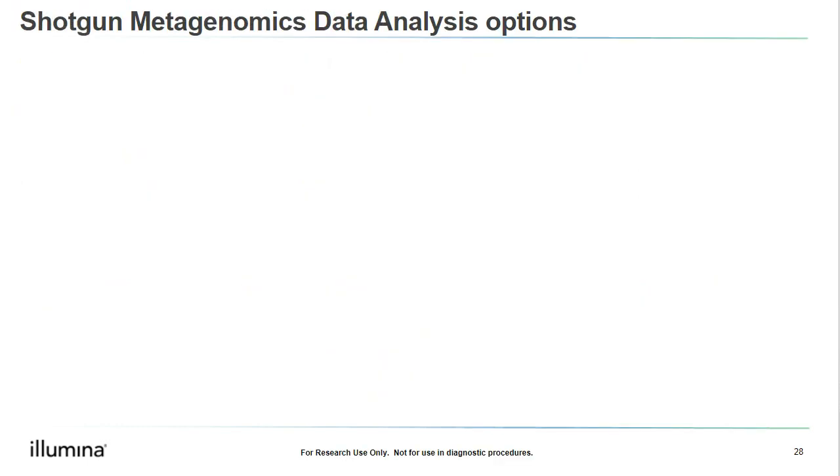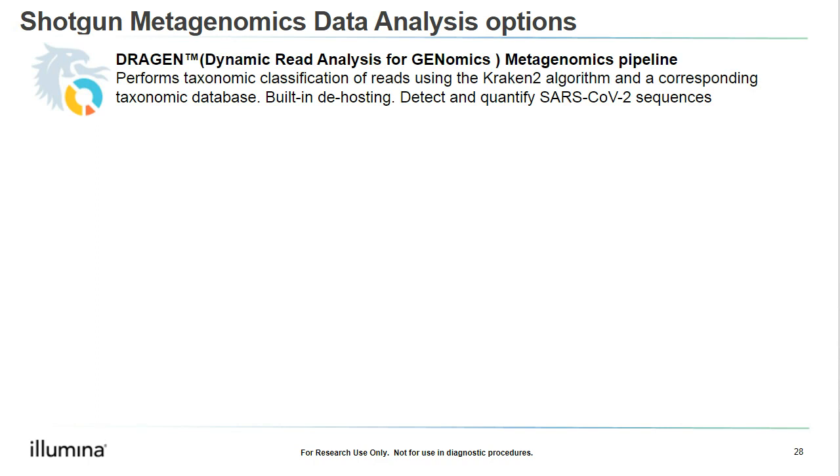Now, speaking of the options to analyze shotgun metagenomics on BaseSpace Sequence Hub, one of the options is our DRAGEN metagenomics pipeline. This will be the analysis option that we are going to talk about in this section. If you are not familiar with DRAGEN, it is our platform, called Dynamic Read Analysis for GENomics. This platform provides accurate and ultra-rapid secondary analysis of NGS data. The DRAGEN metagenomics pipeline is available in the cloud through BaseSpace Sequence Hub at this moment.